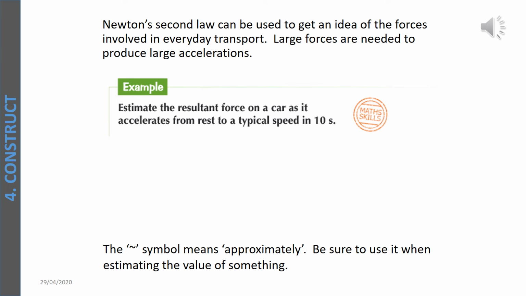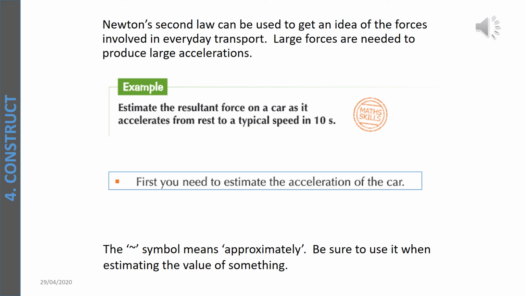So let's work through this example here. Estimate the resultant force on a car as it accelerates from rest to a typical speed in 10 seconds. So this is where I'm going to introduce to you this squiggly symbol. And this squiggly symbol means approximately. Okay, you can't use an equal sign, because an equal sign is a set value. This squiggle means it is approximately equal to. Okay, so you need to use it in this case because you are estimating the resultant force. You are not calculating it directly.